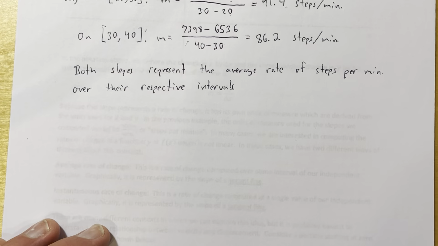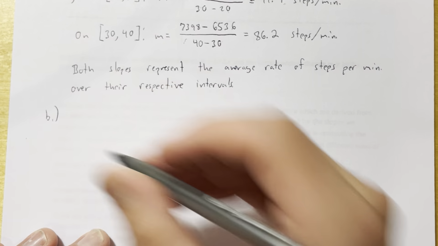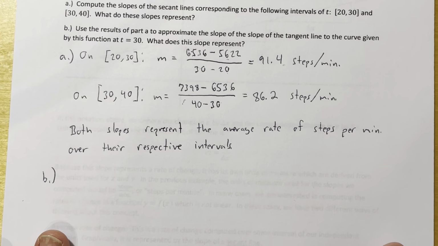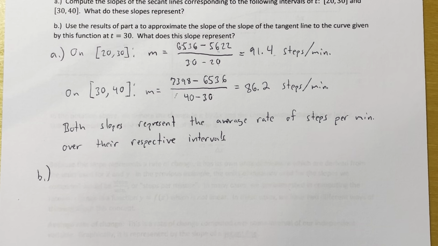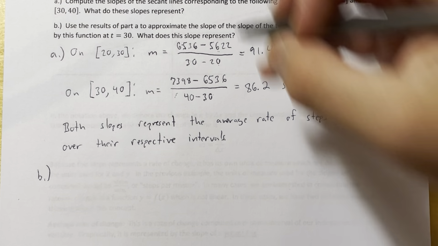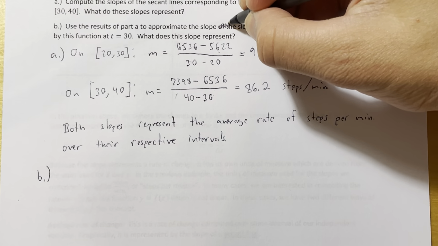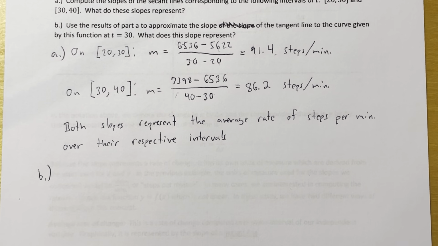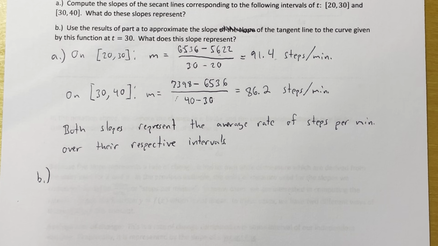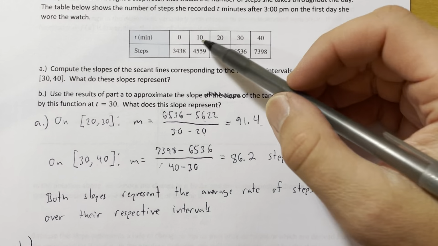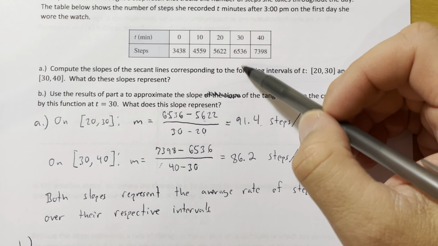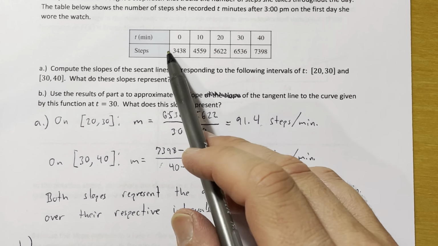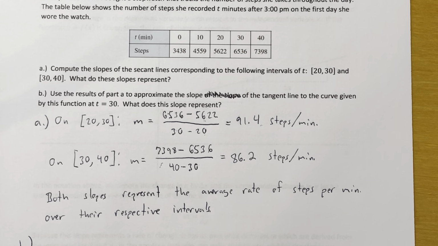Okay, on to part B. What are we doing in part B? Let's come back up here so we can read it. It says, use the results of part A to approximate the slope of the, I shouldn't say the slope of the slope. It should just say the slope of the tangent line to the curve given by this function at t equals 30. And it's asking what does this slope represent. So to get a sense of how we're supposed to do this, even though we're given a finite number of points of data here, this would be a function that we could record more steps.